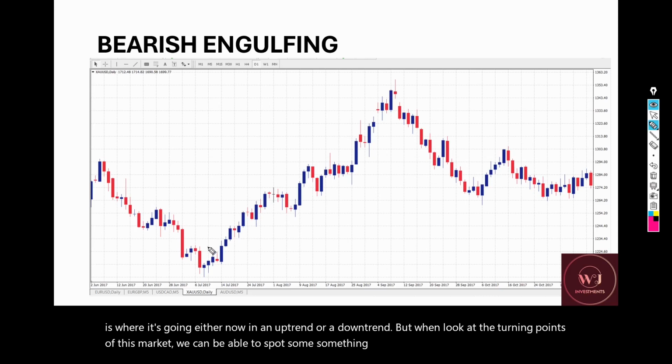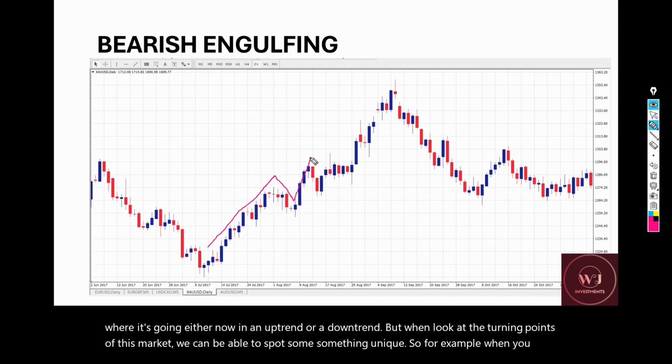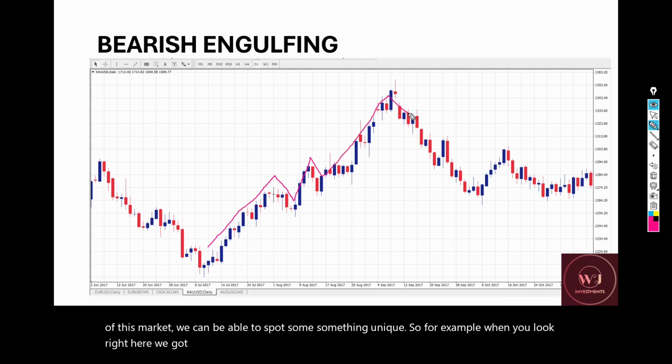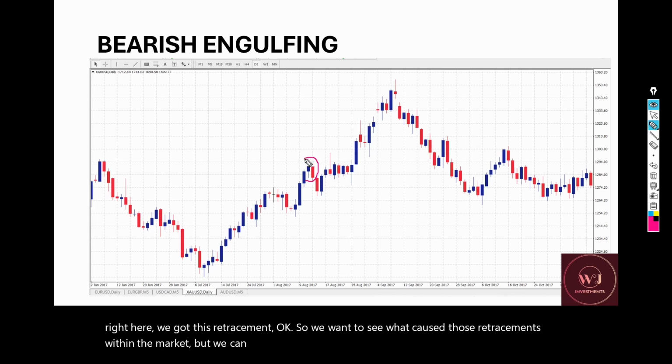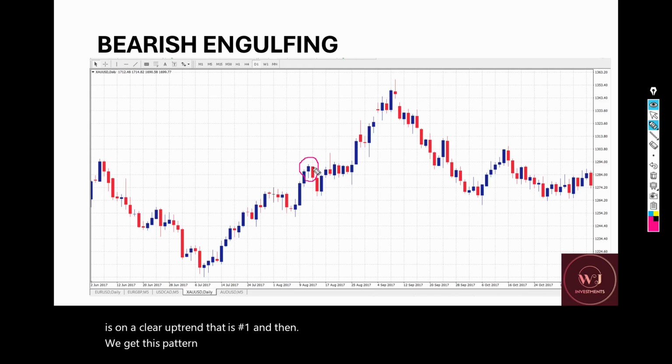So for example, when you look right here, we got these retracements, okay? So we want to see what caused those retracements within the market, but we can still spot that we got this candlestick pattern because the market is on a clear uptrend. That is number one. And then we get this pattern here whereby this red candle is bigger than this previous blue candle, which shows that that is a bearish engulfing pattern.